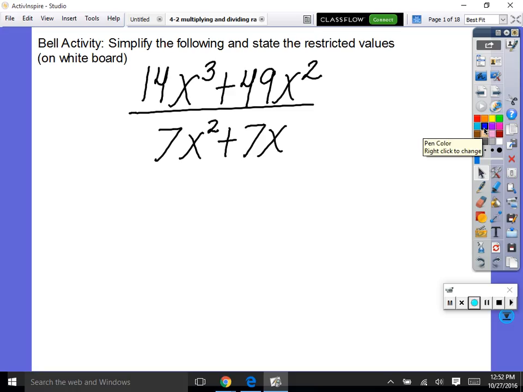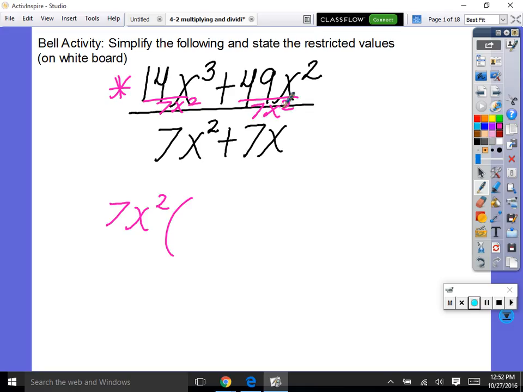So here we go. On top, focusing on top, what did you rewrite that as? What did you factor out? GCF. 7x squared, okay? Then you go back, divide each by 7x squared. So left in the first term is 2x, left in the second term plus 7, very good. Now, that's pretty much factored completely.